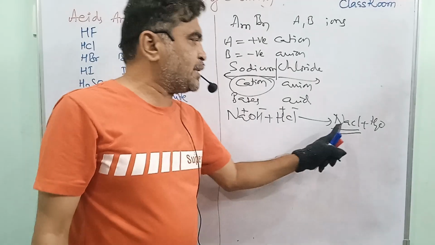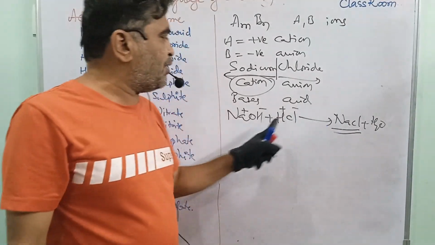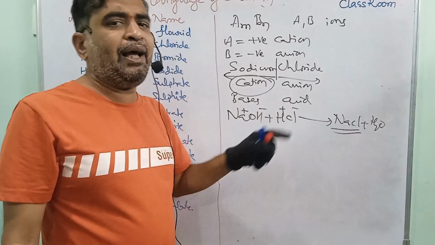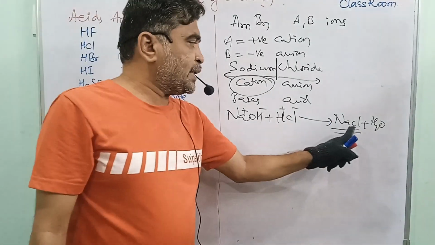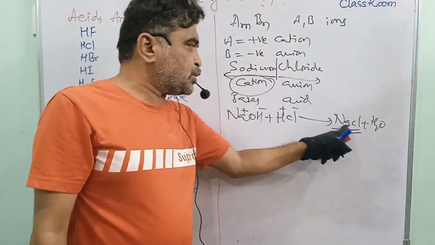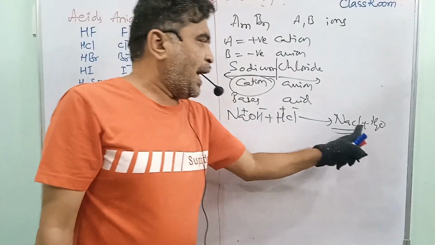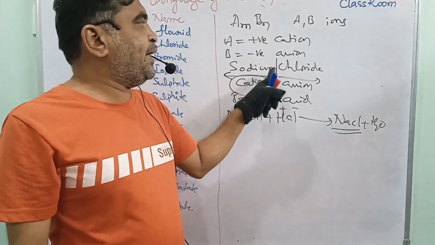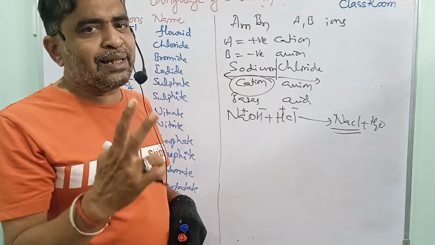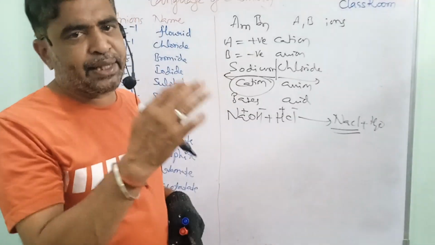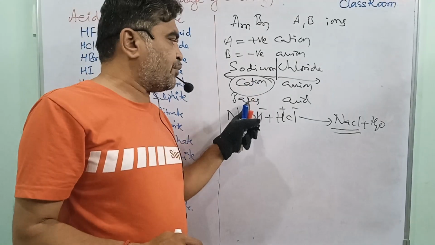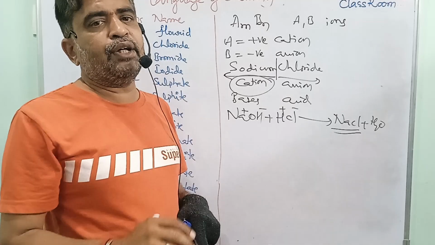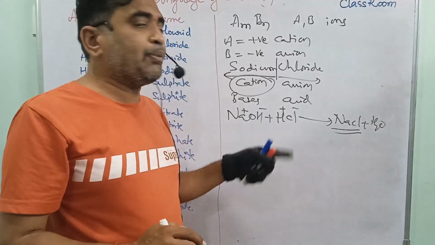In sodium chloride, the Na plus ion is from sodium hydroxide, and the Cl minus ion is from the HCl. That means in the compound sodium chloride, the cation comes from the base and the anion Cl minus comes from the acid. So in a compound we have two words: one indicates the cation, the second indicates the anion. Cations are from the bases and anions are from the acids. Very first we introduce the anions, so they are from the acids.